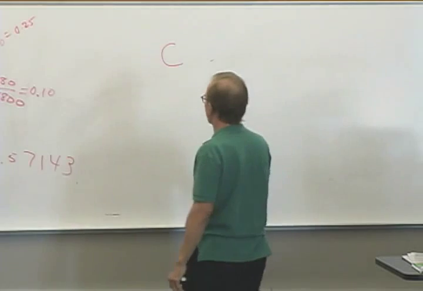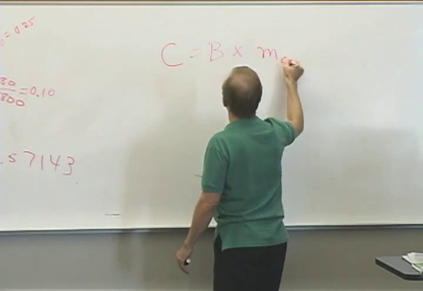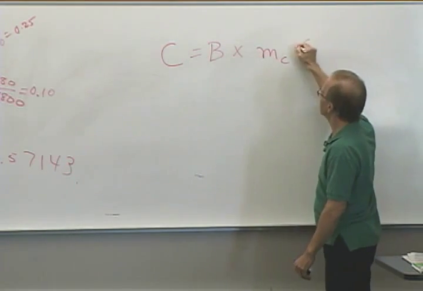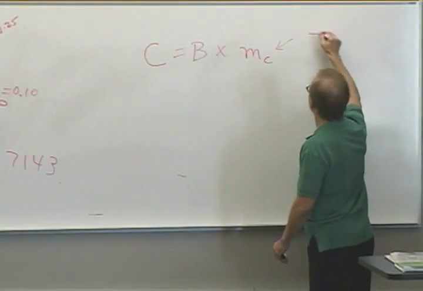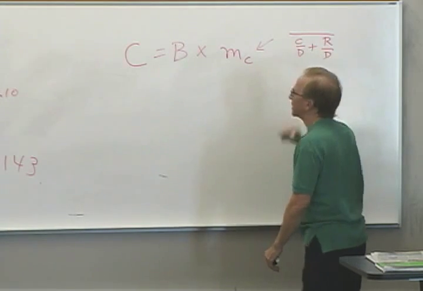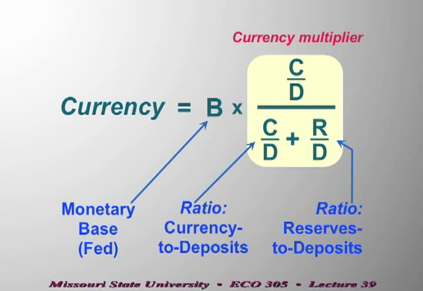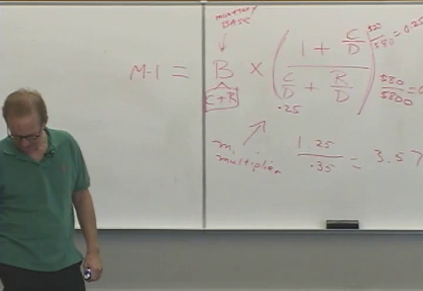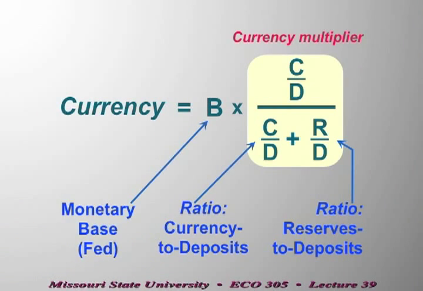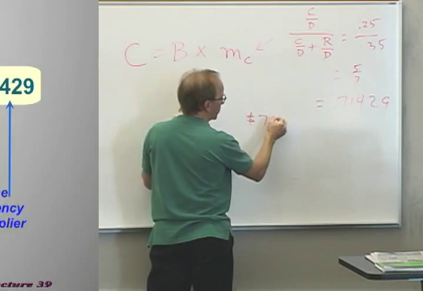But how much currency? The answer is, it's the monetary base times a currency multiplier. The currency multiplier, fortunately, has the same denominator, but the numerator is just the currency deposit ratio. So it would be 0.25 over 0.35, or 5/7. I do that whole lowest common denominator thing. And how much is 5/7? Anybody know that number? I thought I told you to get that. 0.71429. And so if we had a monetary base of $1,000, this would be $714.29.